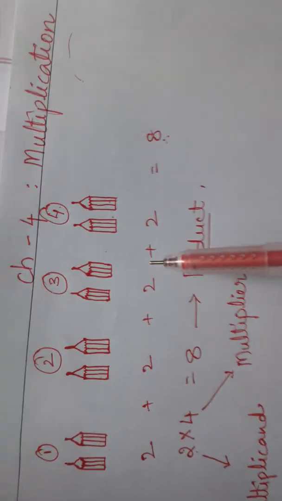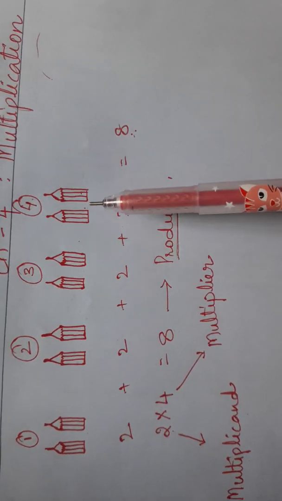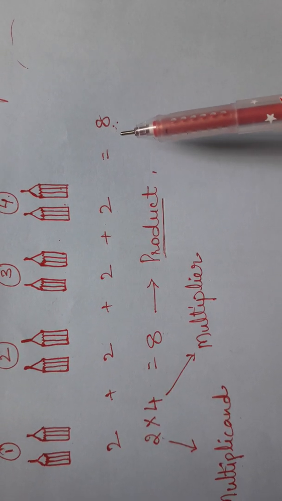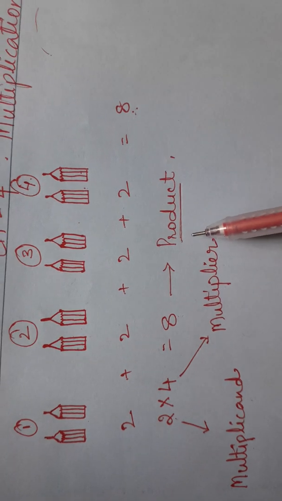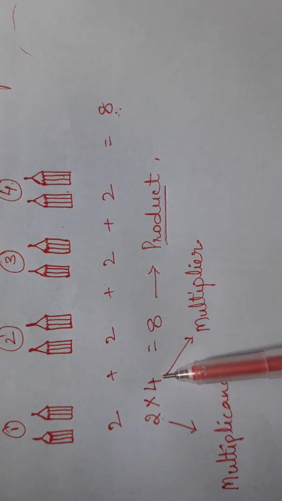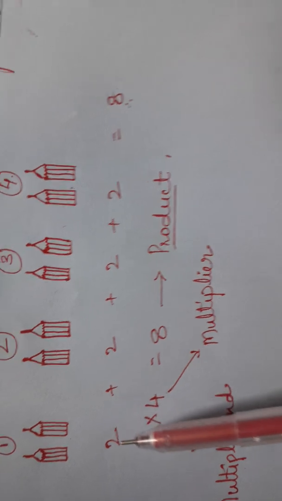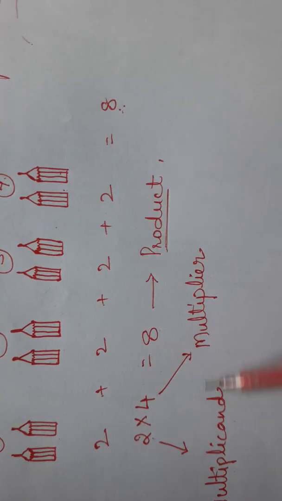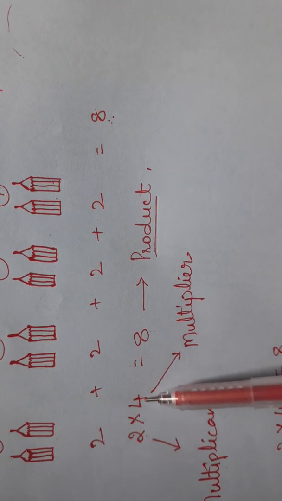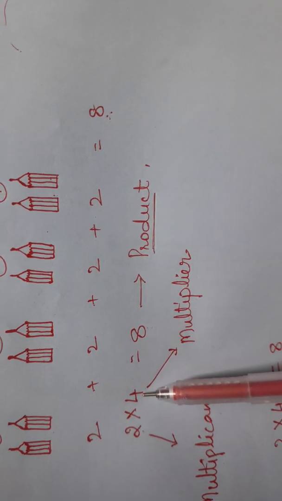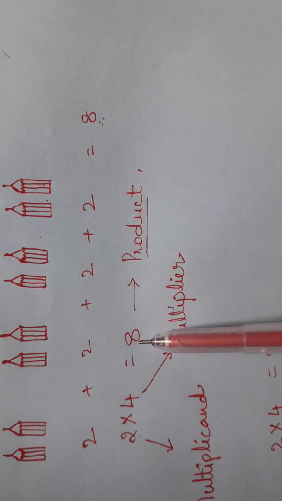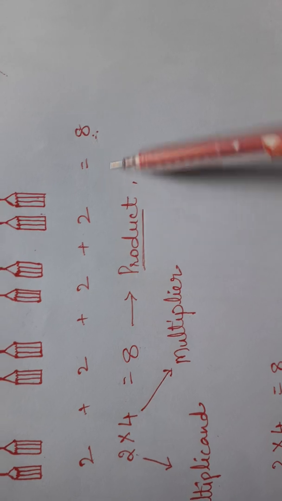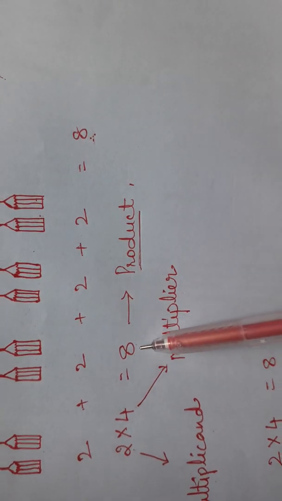Now, this is for only 4 friends. If we have so many friends and we go on adding, it takes much time. So, to reduce our time, multiplication came into existence. So, number of pencils into 4 friends. Number of pencils is 2 and number of friends is 4. So 2 into 4 is 8. So we got the same answer, whether we add or multiply.